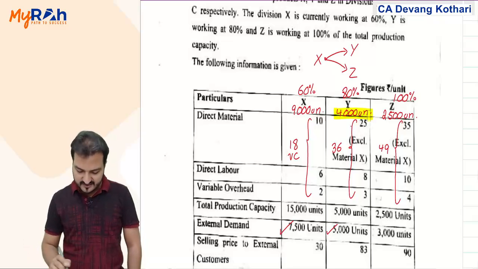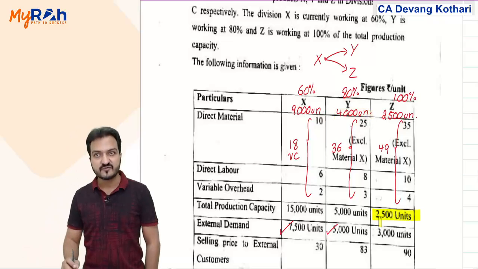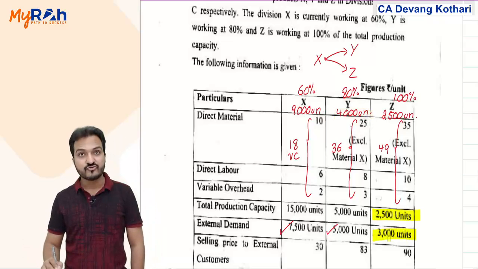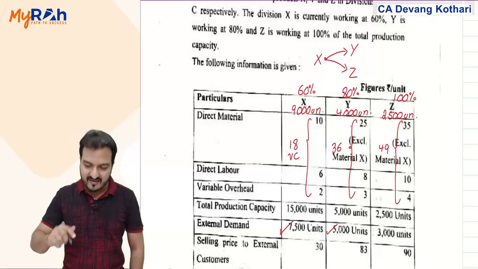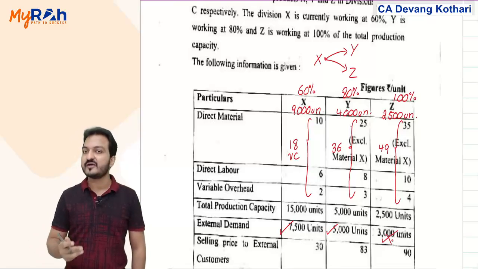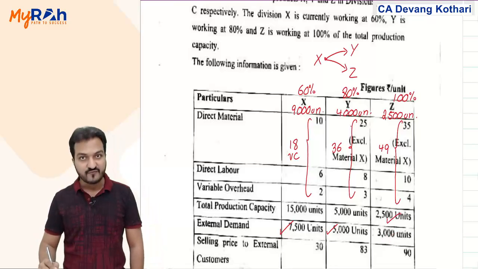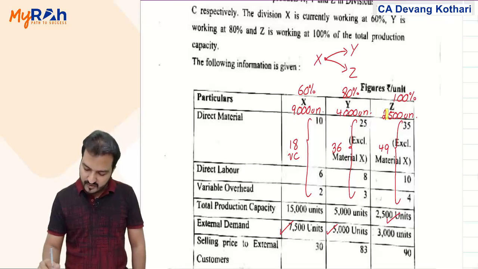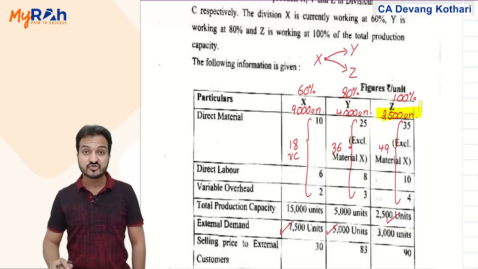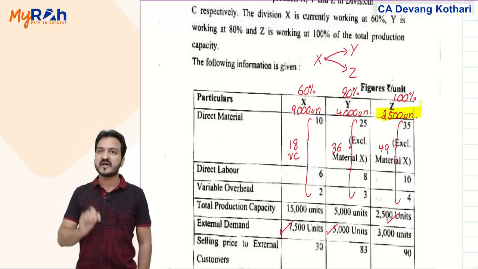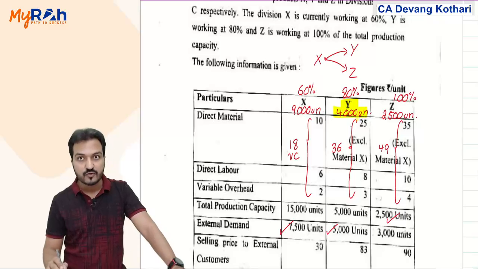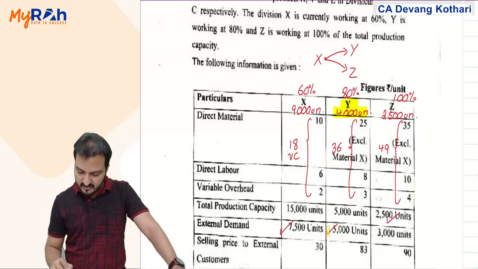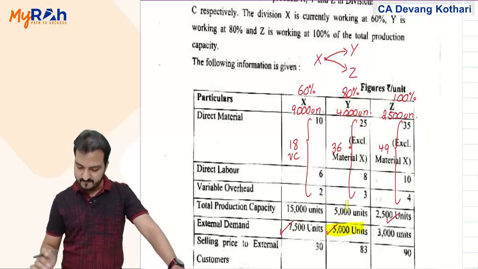Okay. Division Z. Capacity 2,500, external demand 3,000. So how much external sales can they do? Can they do 3,000 external sale? No, they don't have capacity. Maximum external sale they can do is 2,500, and currently what they are doing is 2,500. So Z has already reached its maximum sales potential, but Y is presently selling only 4,000. Maximum it can sell 5,000. Done.